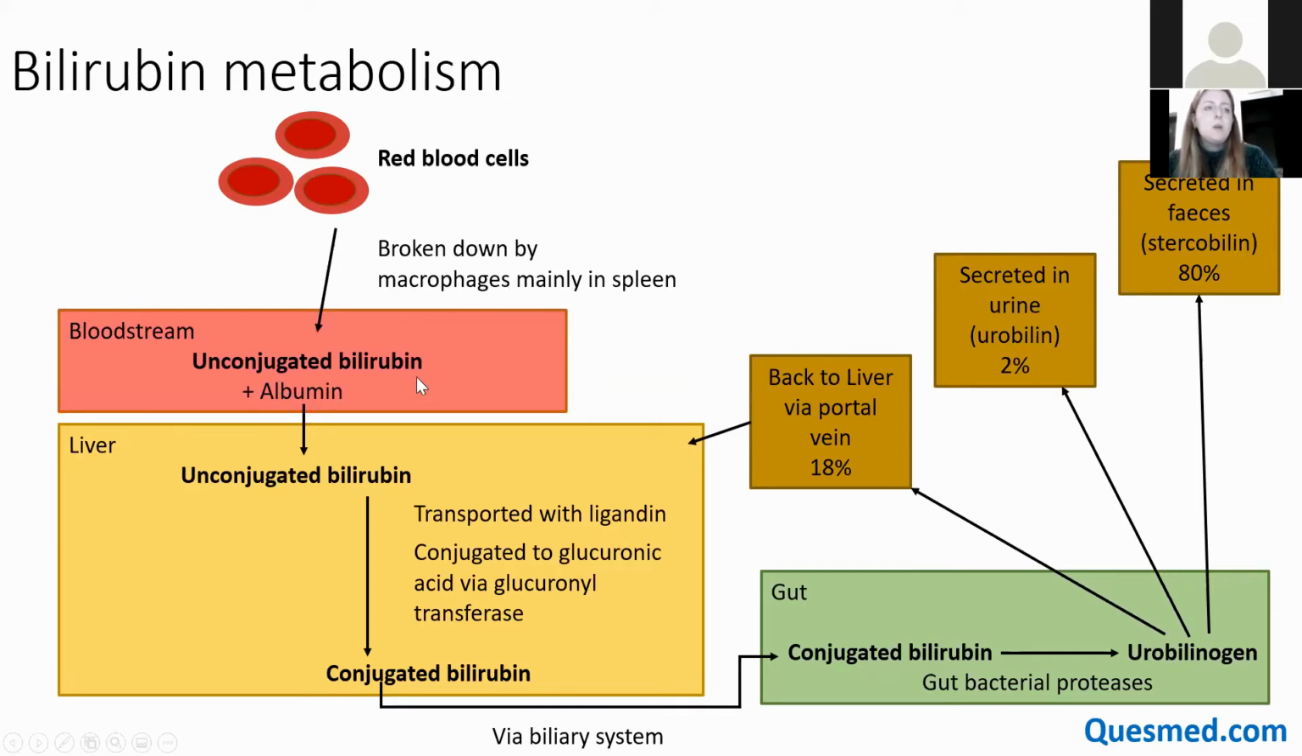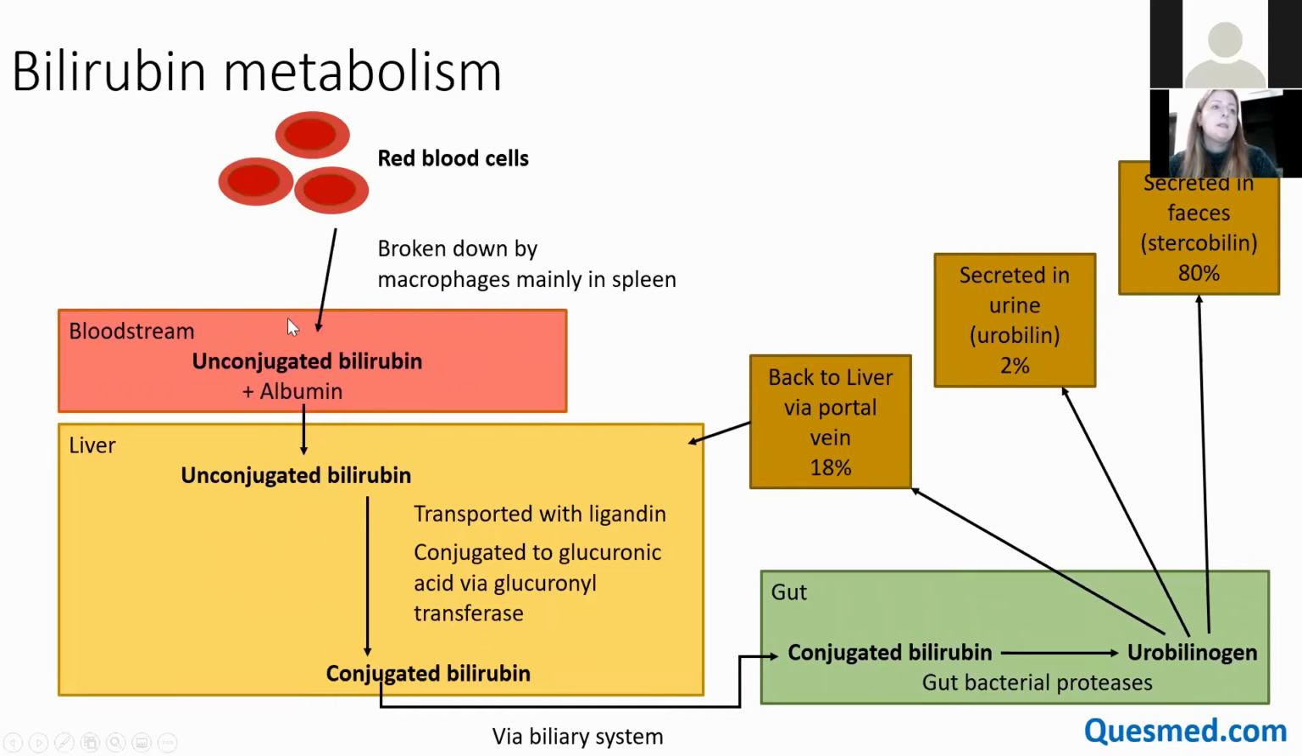It's initially called unconjugated bilirubin. Unconjugated bilirubin, important thing to remember about it is that it's lipophilic, so it's lipid soluble, which means that it can cross plasma membranes more easily, which is why in the bloodstream it's bound to albumin to keep it there and to stop it from passing out of the blood vessels. So unconjugated bilirubin: lipid soluble, bound to albumin in the bloodstream.